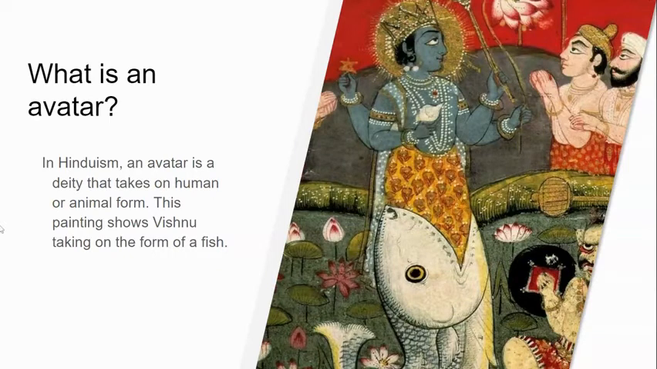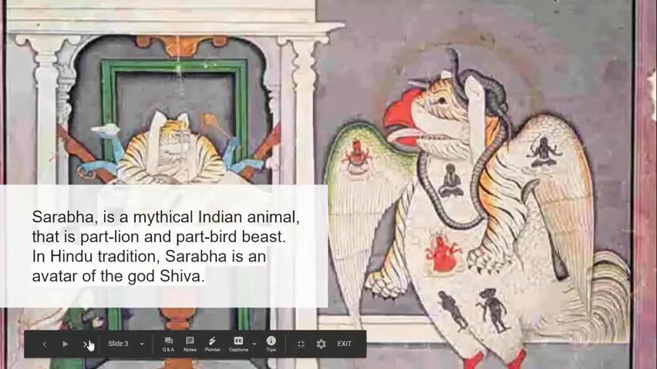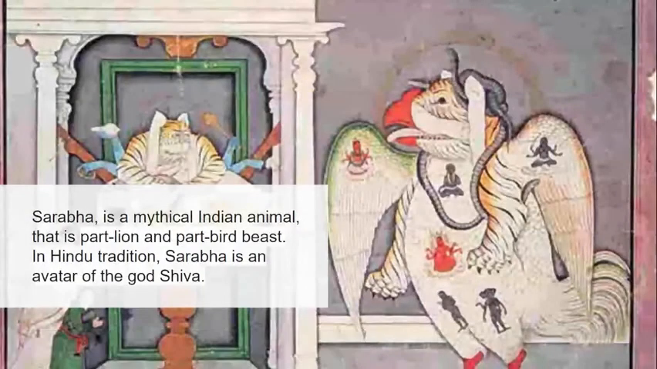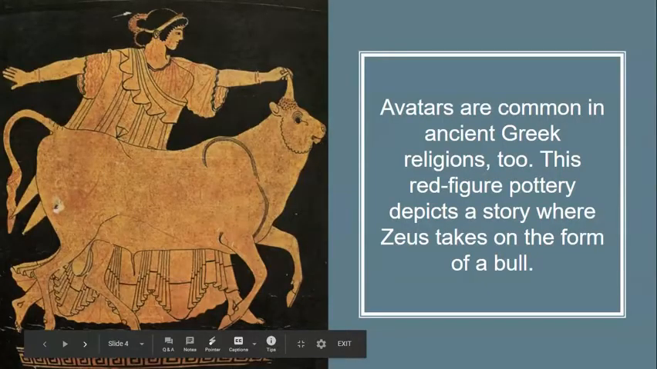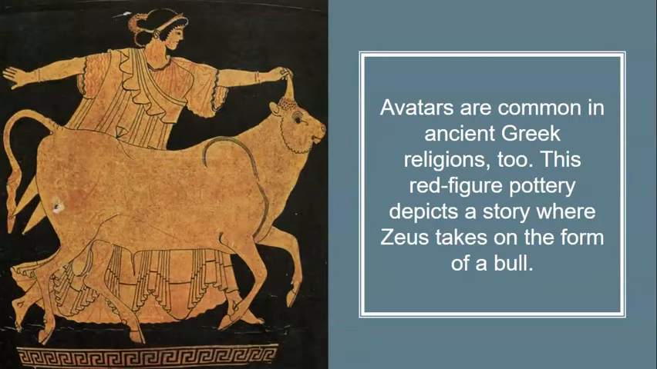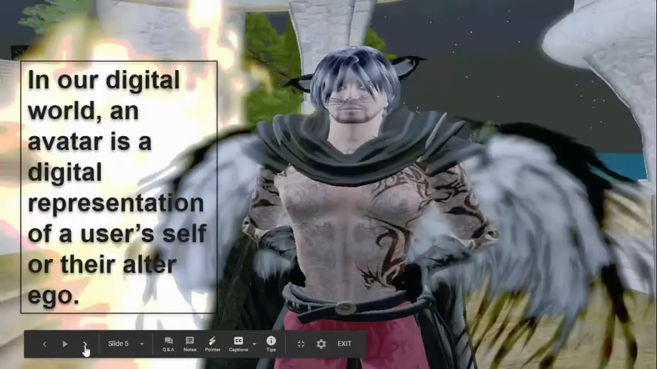So, an avatar is an old idea. In Hinduism, an avatar was the idea that a deity would come down from the heavens and take on the form of a human or animal. And this was a pretty common motif, not only in India, but throughout Europe. So, in the Greek tradition, Zeus often would take on the form of another animal and descend down to Earth.